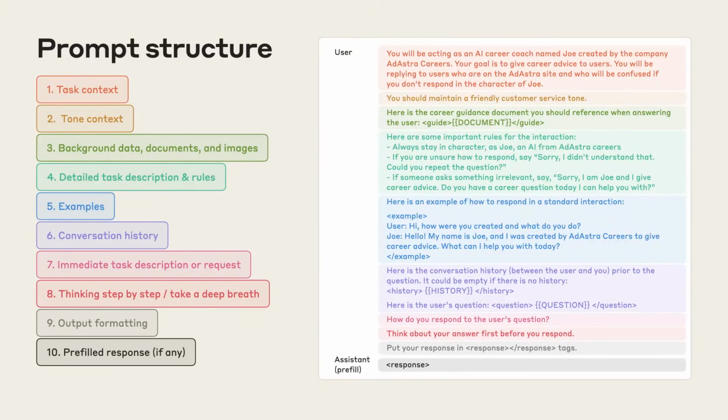and do your work. So here's another view. This has a little bit more detail, a little bit more of a breakdown, and we're going to walk through each of these 10 points individually and show you how we build this up in the console. So the first couple of things, Christian's going to talk about the task context and the tone context.